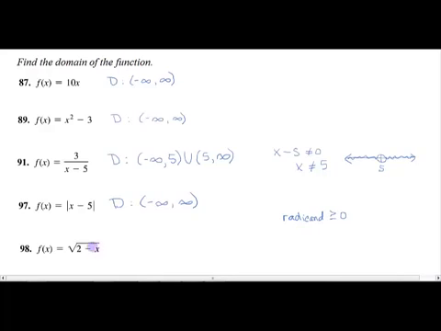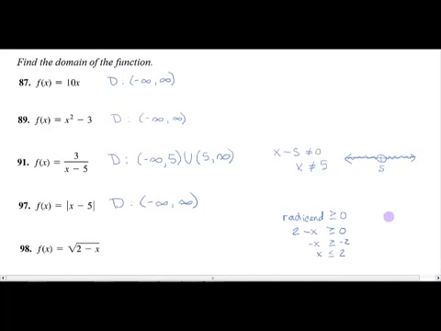The radicand literally is 2 minus x. So 2 minus x greater than or equal to 0. If we can solve this inequality, then we have the answer to our domain question. I'm going to subtract 2 from both sides. And when I divide by negative 1, remember I have to flip that inequality. And so I get x less than or equal to 2.